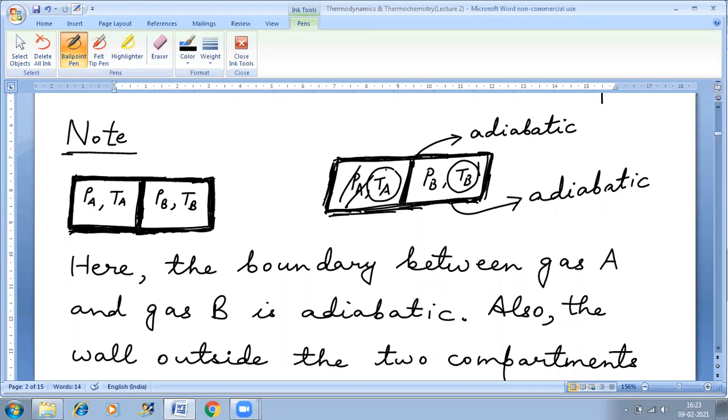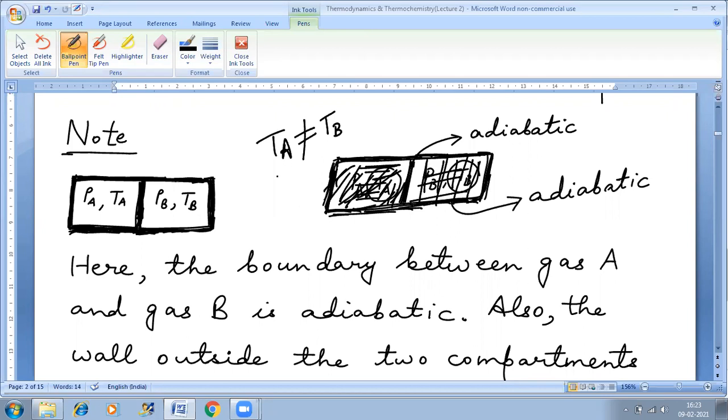That means this portion has TA and will maintain the same temperature. It will not show any change in TA with time. Likewise, if I look at this particular compartment, even in this compartment the temperature will remain TB. It will not increase or decrease.